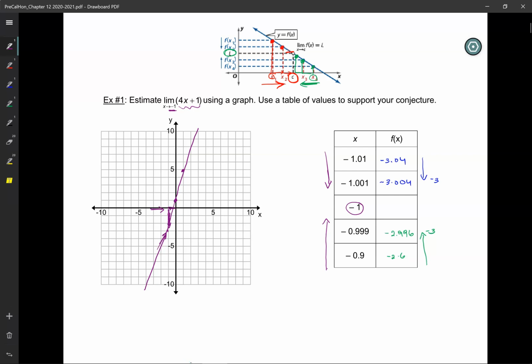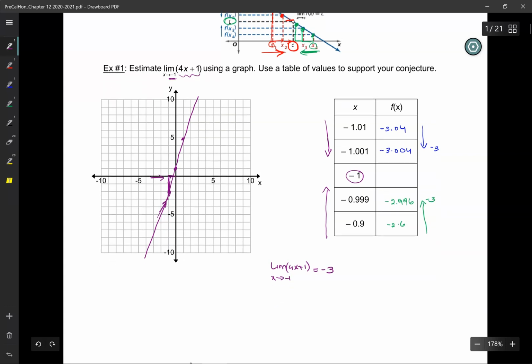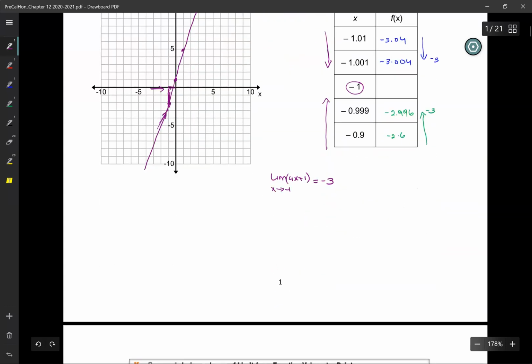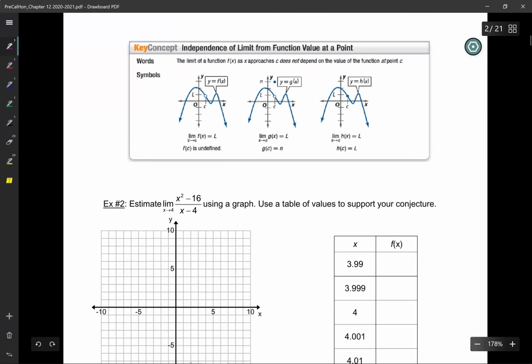So the limit of 4x plus 1 as x approaches -1 is in fact -3. All right? Okay, let's move on.